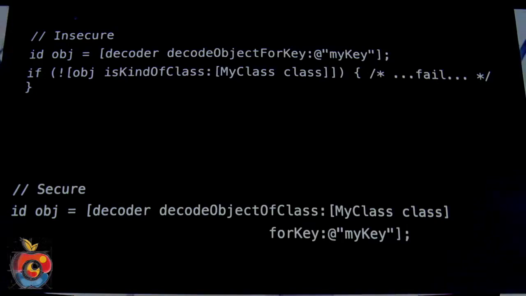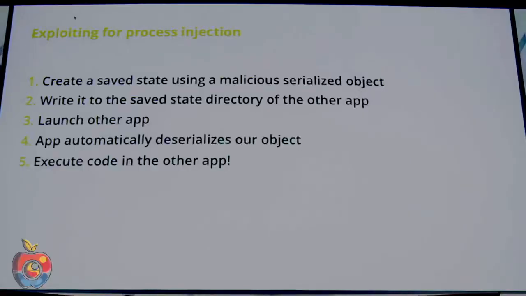So I had this idea for an attack. I create a saved state with a malicious serialized object. I write it to the saved state directory of another application. I launch the other application. It deserializes that object, and I have code execution in that other app. This sounded really easy, but then I started looking into this. Well, did somebody else already find such a serialization chain of objects that I can use here?